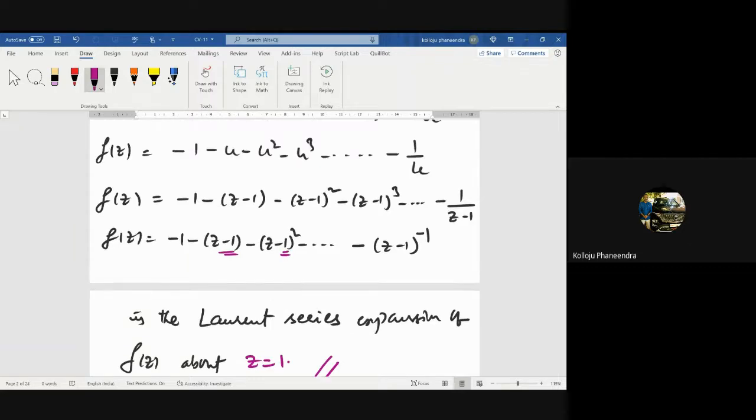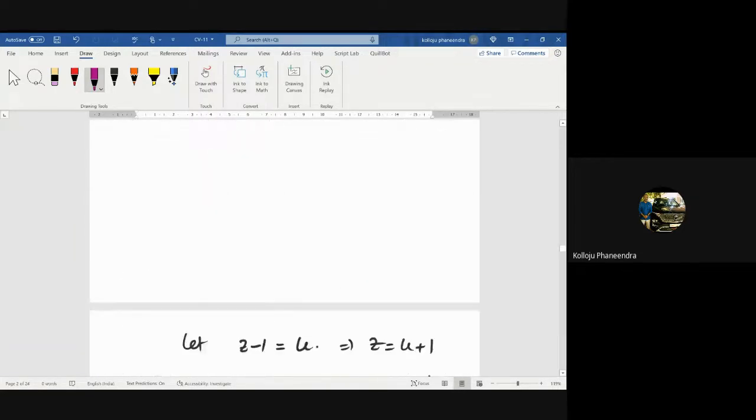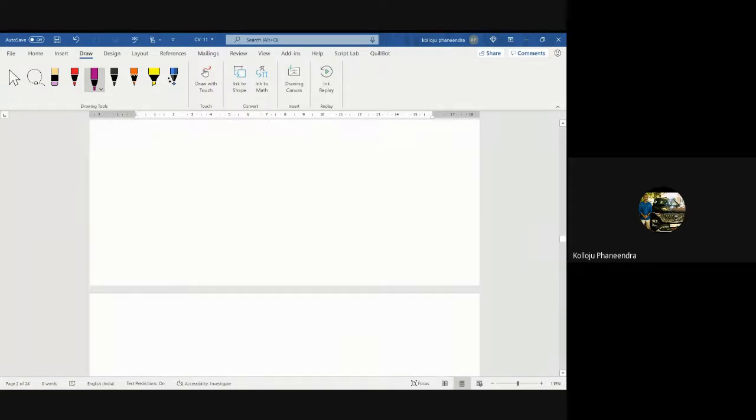This is the complete picture of Laurent series, how to expand any function using Laurent series expansion. Any doubts?